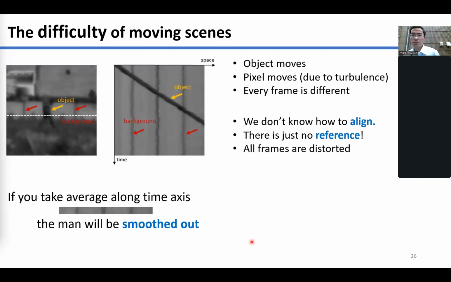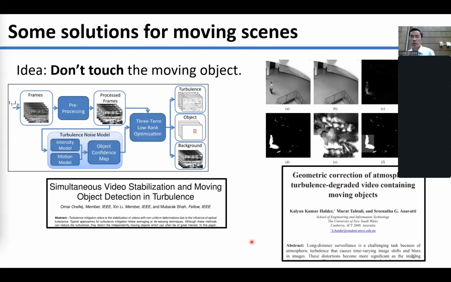Oftentimes you will remove the person. Some paper has done some work. What they say is crop out the moving person, don't touch him or her, recover the background. Now, the sad reality is that you don't care about the background. You care about the person. So you take out the person, you don't do anything about the person, you recover the background, and then when your funding agency comes to you, what are you doing with the person? You say, I've not done anything. So that's the sad reality.